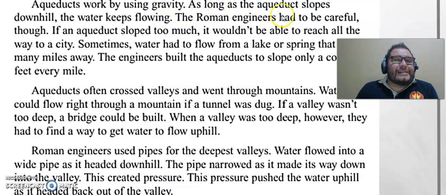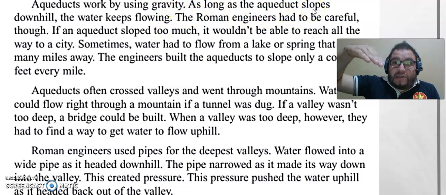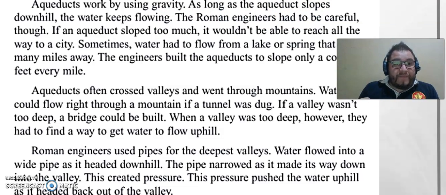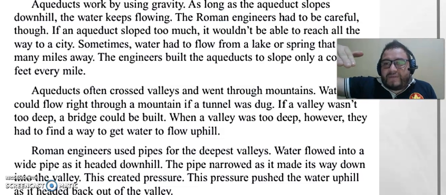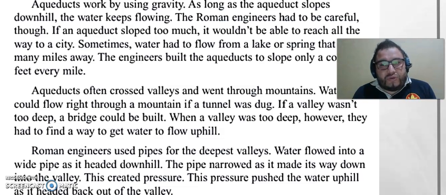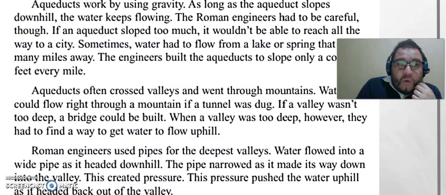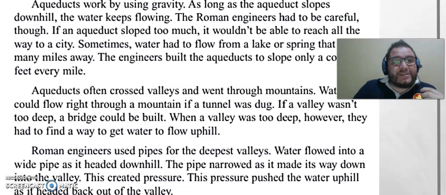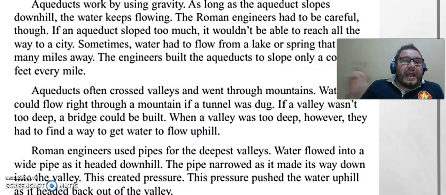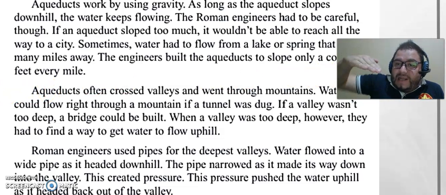As long as the aqueduct slopes downhill, the water keeps flowing. Obviously, right? If you slope something, gravity is going to do its job. The Roman engineers had to be careful on the way to a city. Sometimes water had to flow from a lake or spring that was many miles away. The engineers built aqueducts to slope only a couple of feet every mile, not too much, only a little bit.